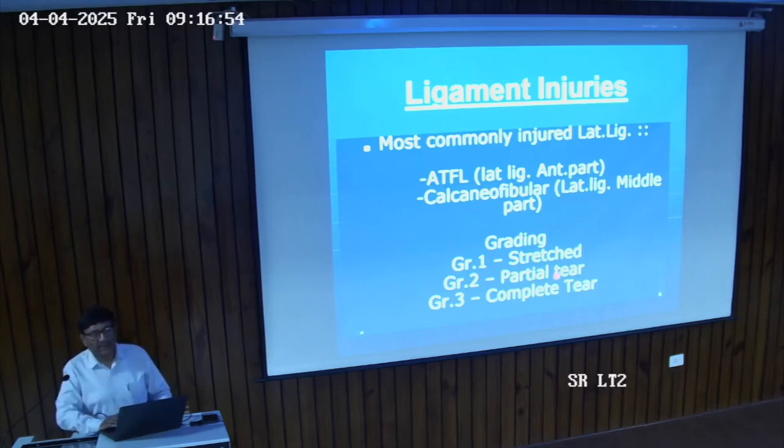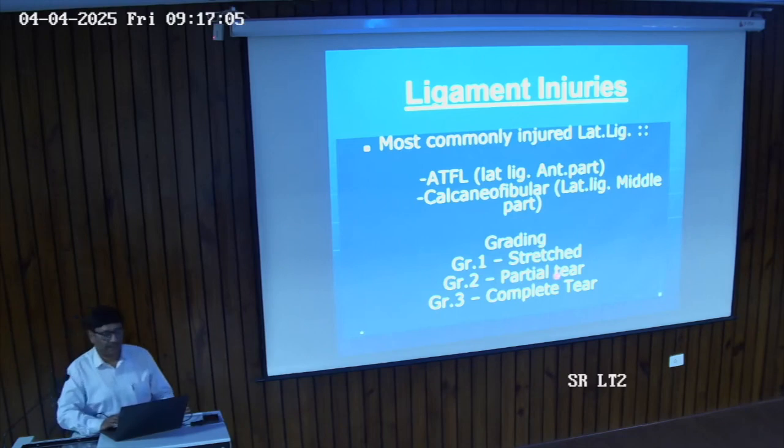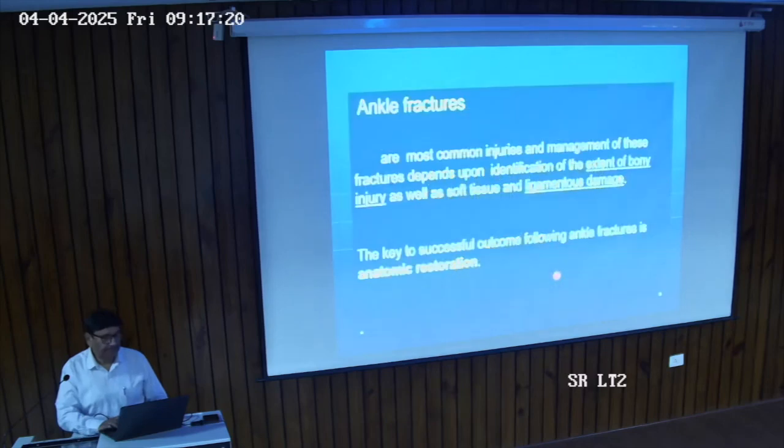So as long as grade 1 or grade 2 sprain is there, we treat these ligament injuries conservatively, either with a plaster cast or maybe a crepe bandage support for some time. But if there is a complete tear, there is going to be instability at the ankle joint. So this may require a ligament reconstruction, a ligament repair, or reinforcement surgeries.